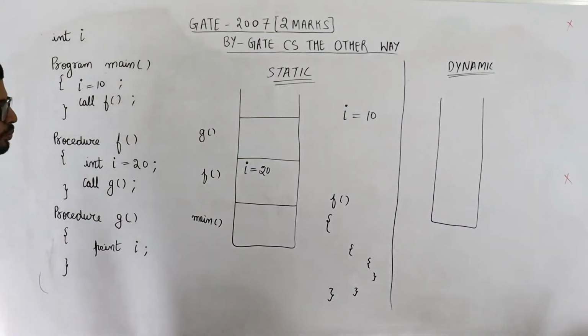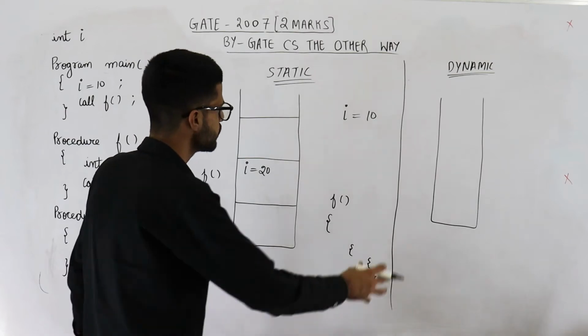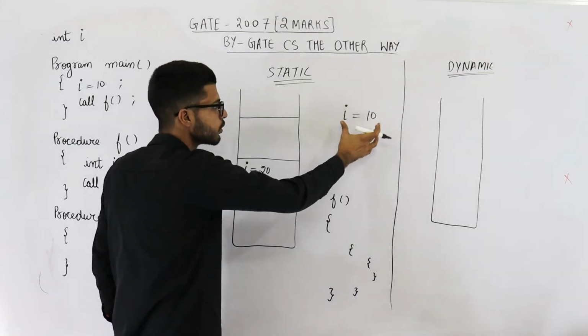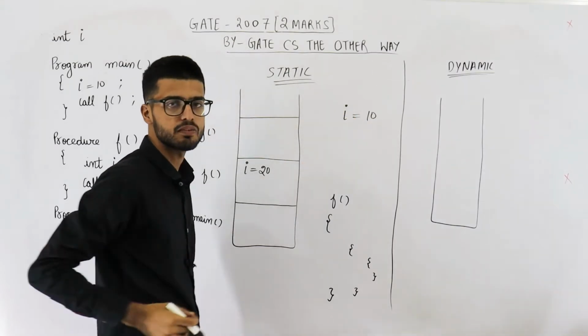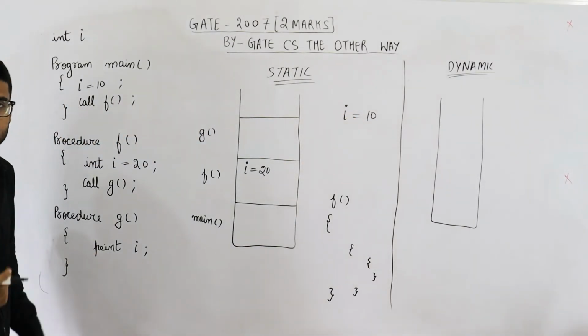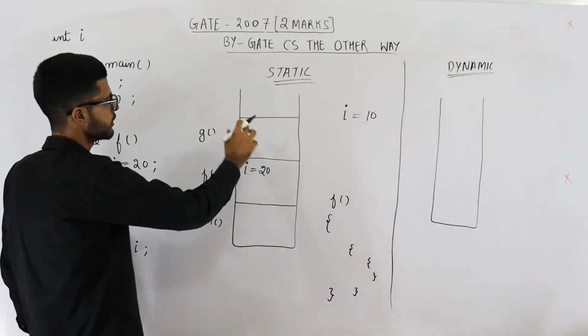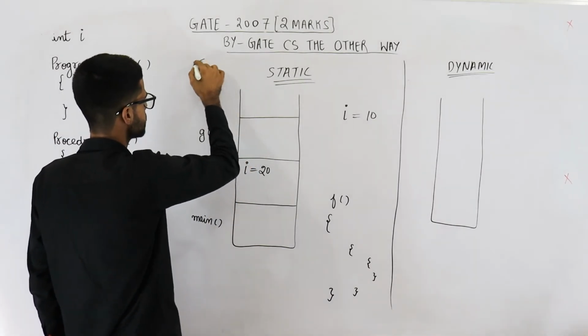So outside of this block, there is global scope. That means look in data section. So there is a variable named I which has a value 10. So what will be printed? 10 will be printed. That means in static scoping, answer is 10.